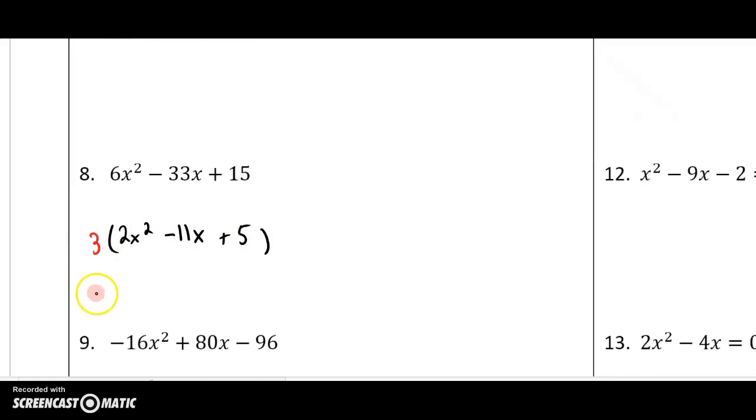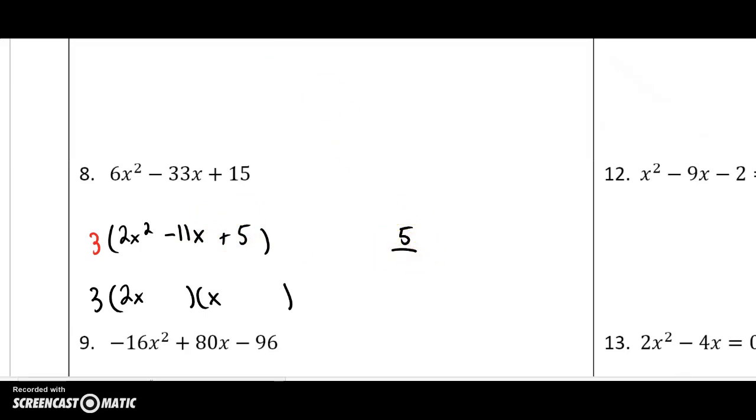Well, I know that when I factor something, I should be left with the product of two binomials. I take a look at this and I say, well, how do I multiply to make 2x squared? I know that it's these two terms that multiply to make 2x squared. Turns out the only really way to do that is 2x and x. All right, so 2x and x. So then I take a look and I say, all right, well, how now do I multiply to make 5? What are all the ways that I can multiply to make 5?